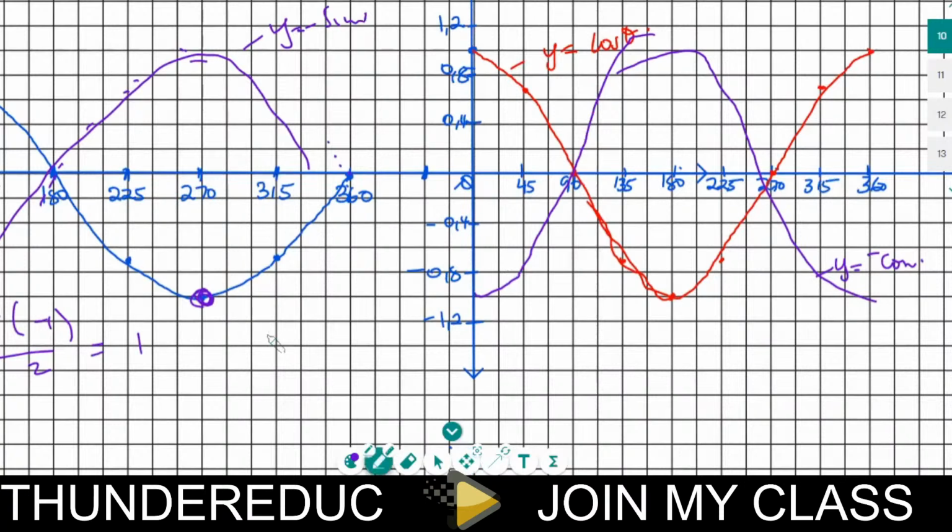Now, if ever we have y is equal to 2 sine of theta, which means our amplitude is going to be 2, and the graph will reach the maximum point of a 2. Okay, having said that, I want us to look at some questions.